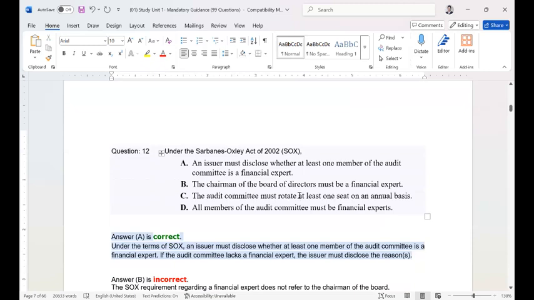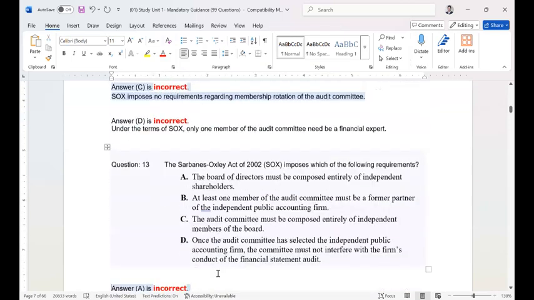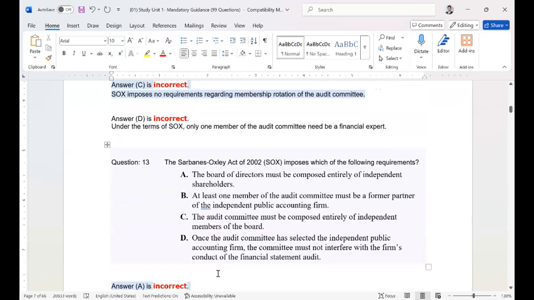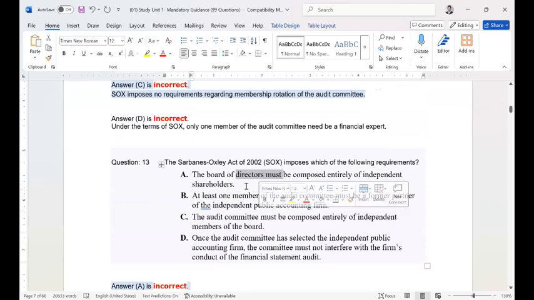The audit committee must rotate. There's nothing like that. No, audit committee members don't rotate. I think this is another one. The board of directors must be composed. Wrong. Can have a mix of executive, non-executive. Executive directors must be 1/3 of non-executive. That's in Sri Lanka. Majority of the non-executive should be independent. At least one member must be a former partner. Nothing like that. No, one member does not have to be a partner.